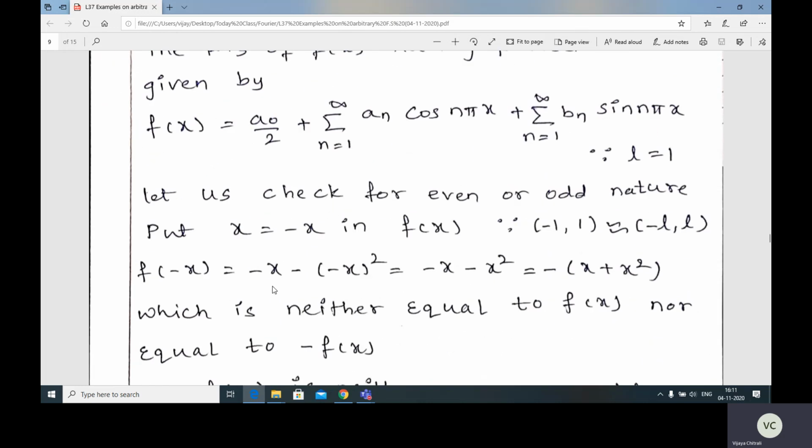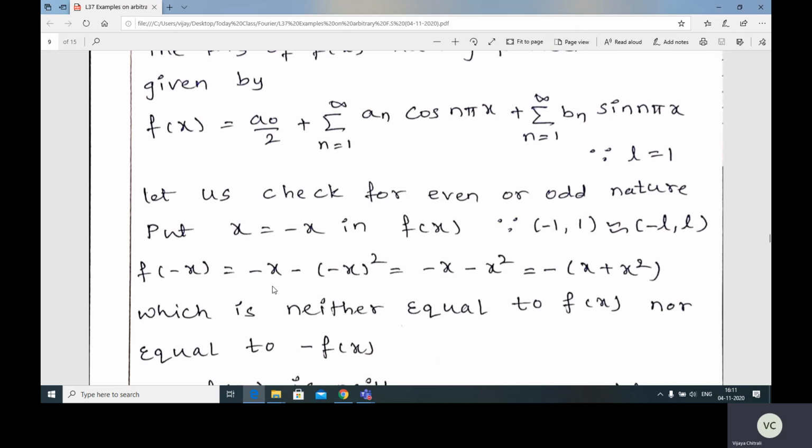So put x is equal to minus x. Why are we substituting this as minus x? Because the interval is minus 1 to 1. So how is it like? It is like minus L to L. If the interval is minus L to L, to check even or odd function, we substitute x as minus x in f(x). So f of minus x is minus x minus (minus x) raised to 2.